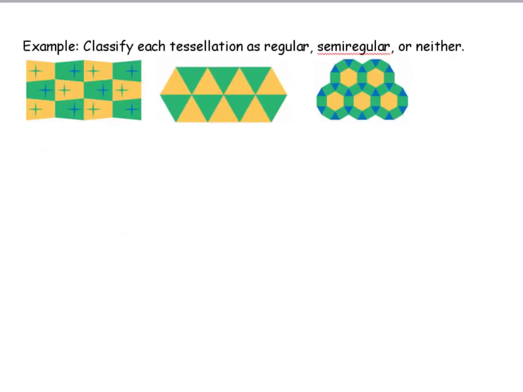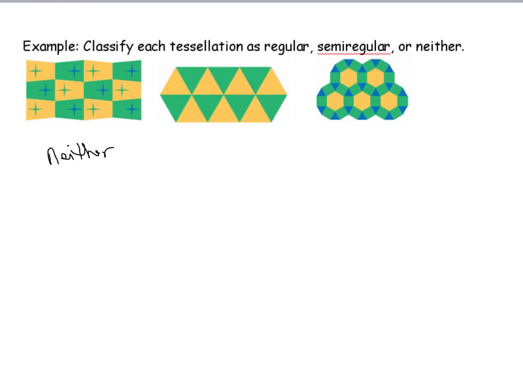So, wonderful confusion. Let's go and try to figure this out. It says classify each tessellation as regular, semi-regular, or neither. So if you take a look here, the first instinct is to say regular because you have all of the same figure that you're tessellating. However, we said that the only regular polygons that you can tessellate are a square, a triangle, or the hexagon. This does not fall underneath those categories, so this would be a neither.